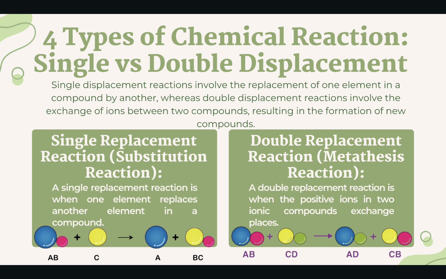On the other hand, double replacement reaction is also known as metathesis reaction. It is when the positive ions in two ionic compounds exchange places. We can refer to the examples here, where AB plus CD becomes AD plus CB.